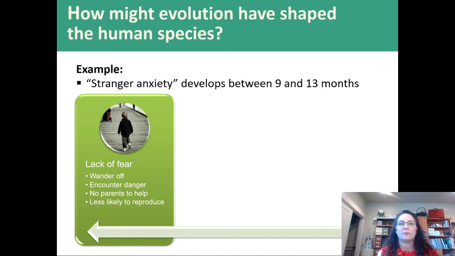Let's imagine you're an infant who doesn't show this. You're starting to get mobile. I couldn't find a 9 to 13-month-old walking by themselves on the internet, so I found what appears to be probably more like a 3-year-old. Just pretend that's a 9 to 13-month-old toddling by themselves down what appears to be a pier.